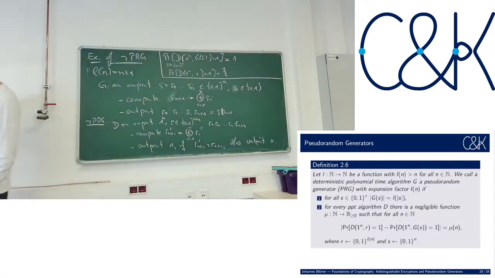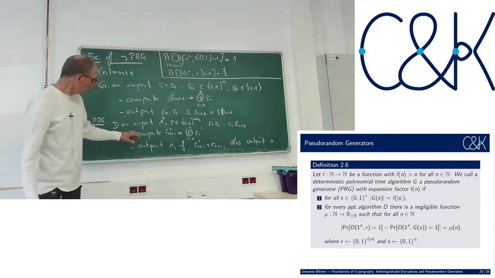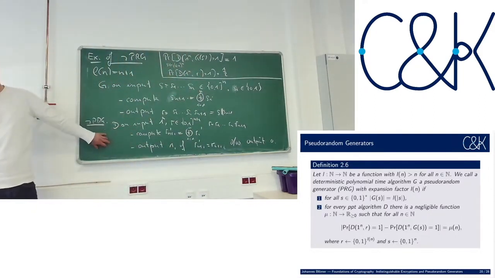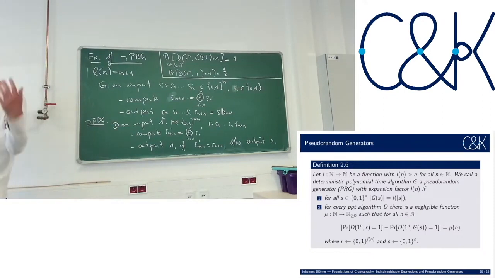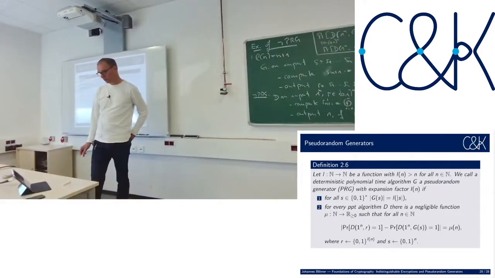So this difference here is 1/2, and that's not negligible. It's a constant. But that's the way we have to look at these distinguishers. That's why this is important. It just works on these bit strings and does something based on the form of the bit strings.